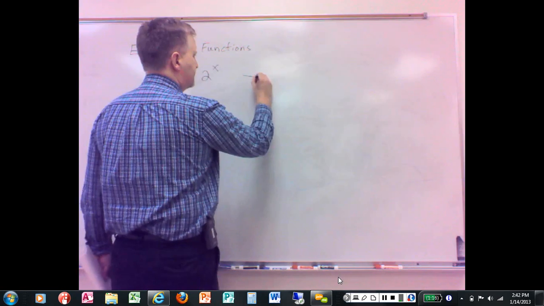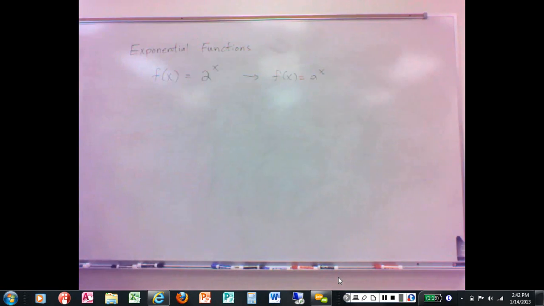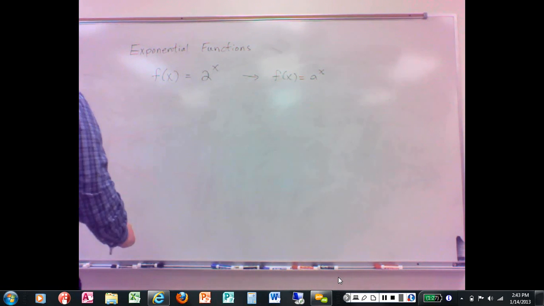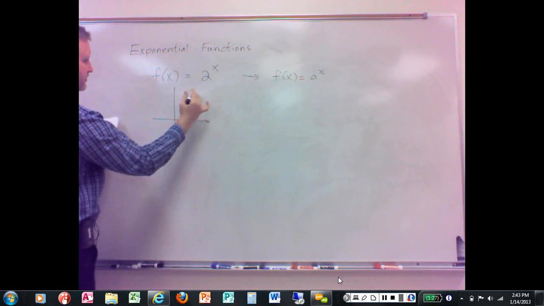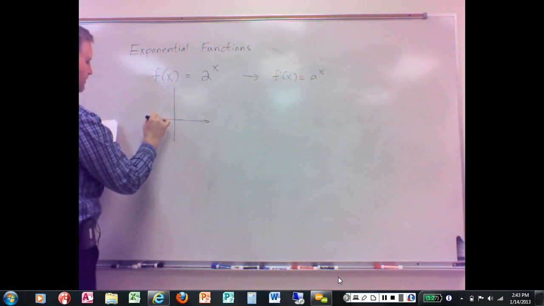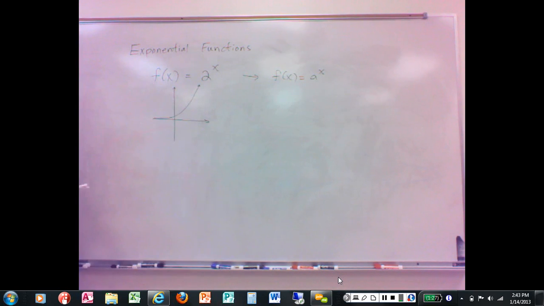So, in general, it's f of x equals a to the x, where a is the base. A is going to be a positive number. And again, just for some more review here, if you look at the graph of this, 2 to the x, a to the x, where a is a positive number bigger than 1, this is what it looks like.